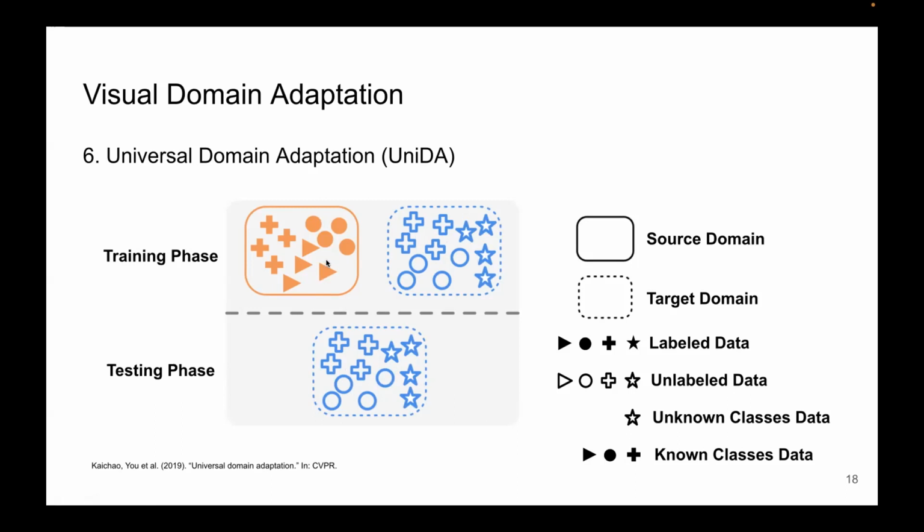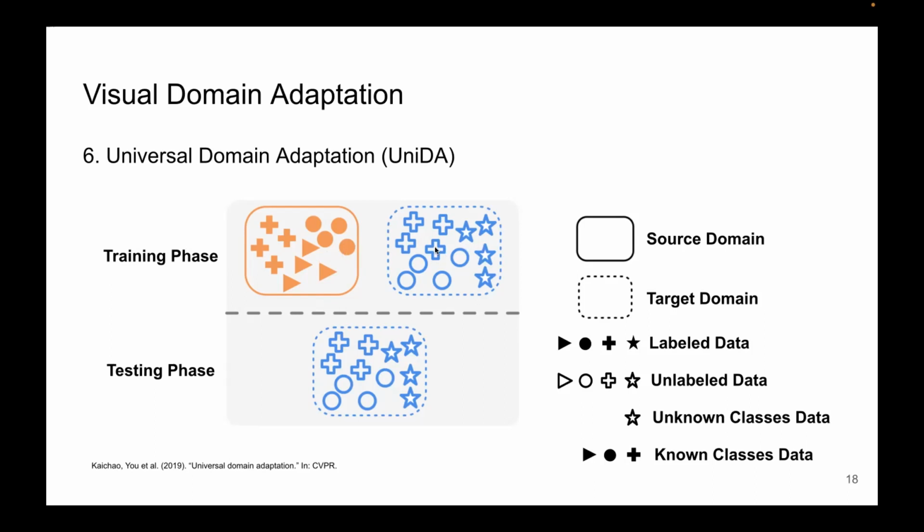And this problem is more challenging because the model should be able to know which information will be helpful to train the model for the target domain. In other words, the model should be able to do selective knowledge transfer. Not all the information from the source domain is useful. You have to choose some of them.